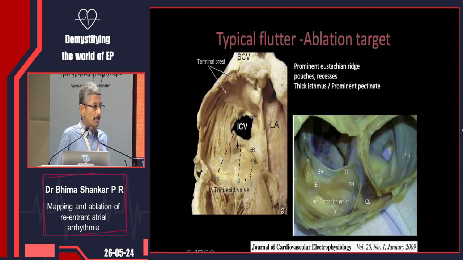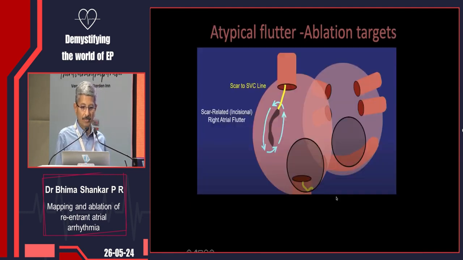I'll finish off with the flutter lines. For typical flutter, we all know we use the cavotricuspid isthmus, transecting from the tricuspid annulus to the IVC. In India, oftentimes for financial constraints, this can be done without 3D mapping, especially if the atria is normal size. Where you have issues like prominent pouches or a thick isthmus, you may have to resort to an irrigated tip and use a 3D mapping system.